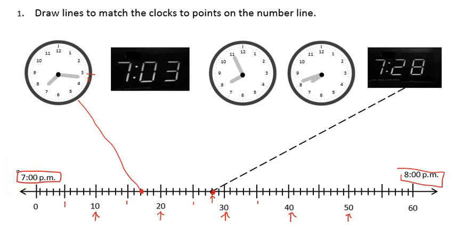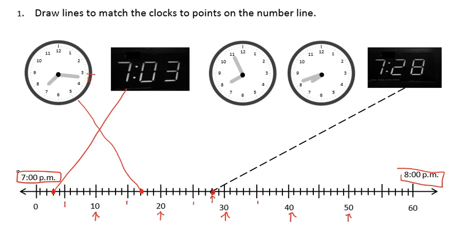The next clock says 7:03. That just means 3 minutes past the 7 o'clock hour. So I'll start at the 0 point showing the 7 o'clock hour and count over 3 spaces. There's 1, 2, 3. So that's my 7:03 point.